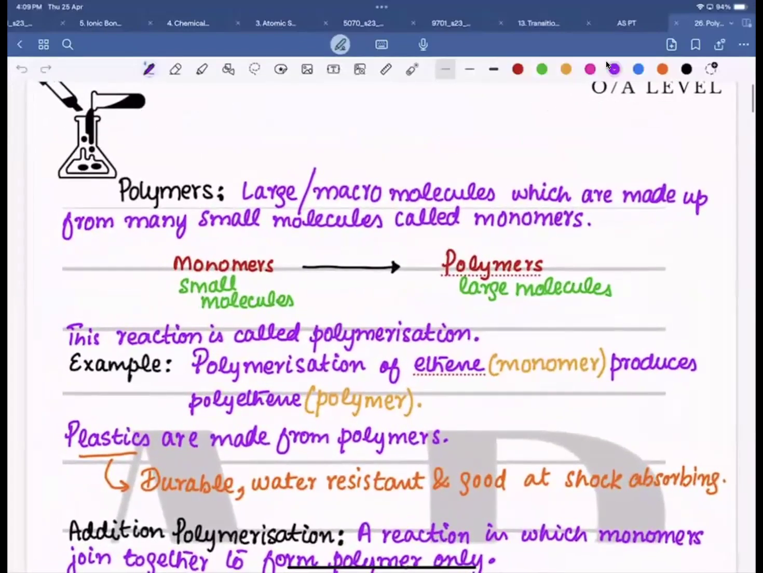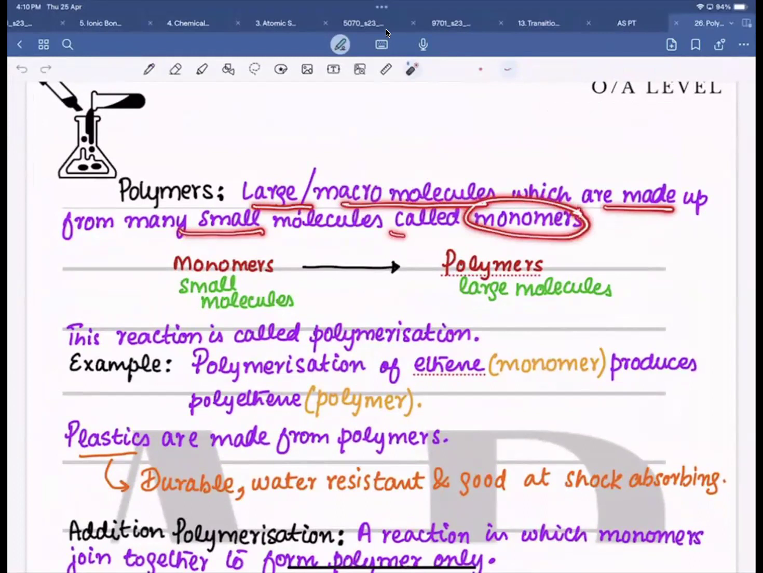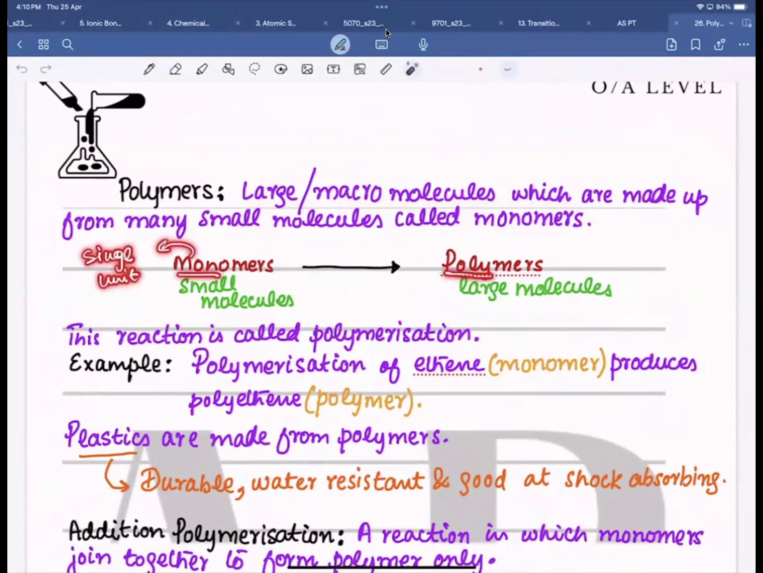Okay, so today we are going to start the last topic of O-levels chemistry, that is polymerization and polymers. Polymers are basically large molecules, or macromolecules, which are made up of many small molecules, and those small molecules are called monomers. What does mono mean? Mono means single. So the word monomer means a single unit. And poly means many, and polymer means many units.